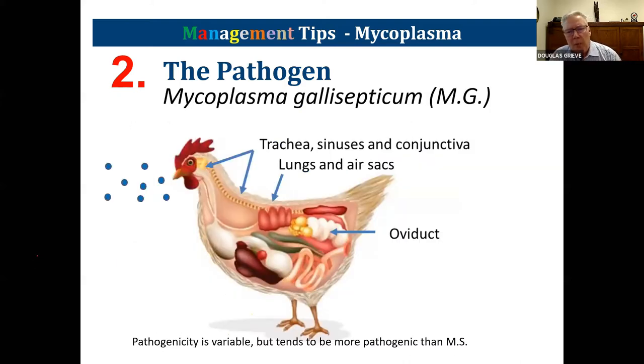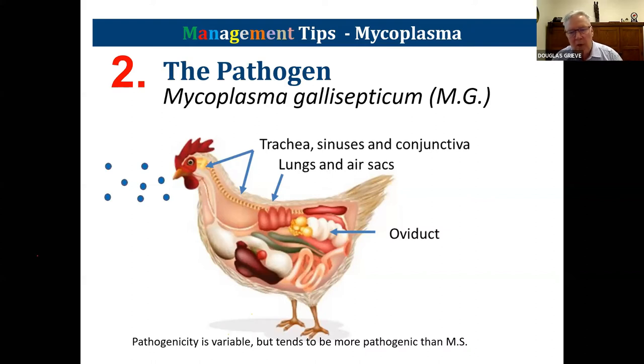So let's start with Mycoplasma gallisepticum. I'll just call it MG from now on. The principal way it's transmitted is through aerosol, through close contact, on droplets, on dust, and the bacteria is inspired into the respiratory tract. So it sets up initially an infection in the head, the sinuses, the conjunctiva around the eyes, and the trachea. That infection then moves on to the lungs, to the air sacs, and then eventually reaches the oviduct.